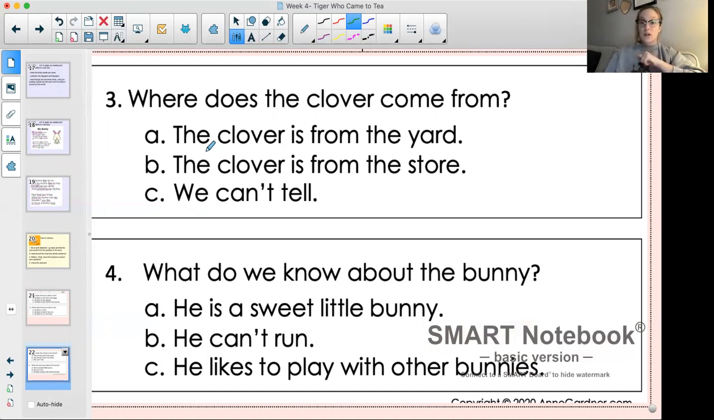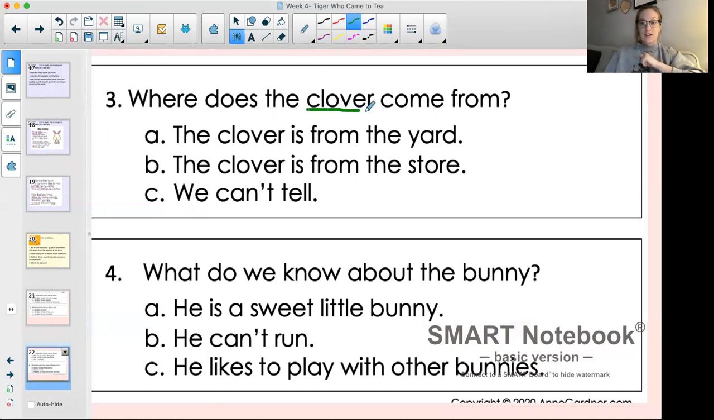So where does the clover that Bunny likes to eat come from? Is it A, the clover is from the yard, B, the clover is from the store, or C, we can't tell, we don't know where the clover is from? Make sure you're looking back in the text to help you find your answer because it might be a bit tricky.